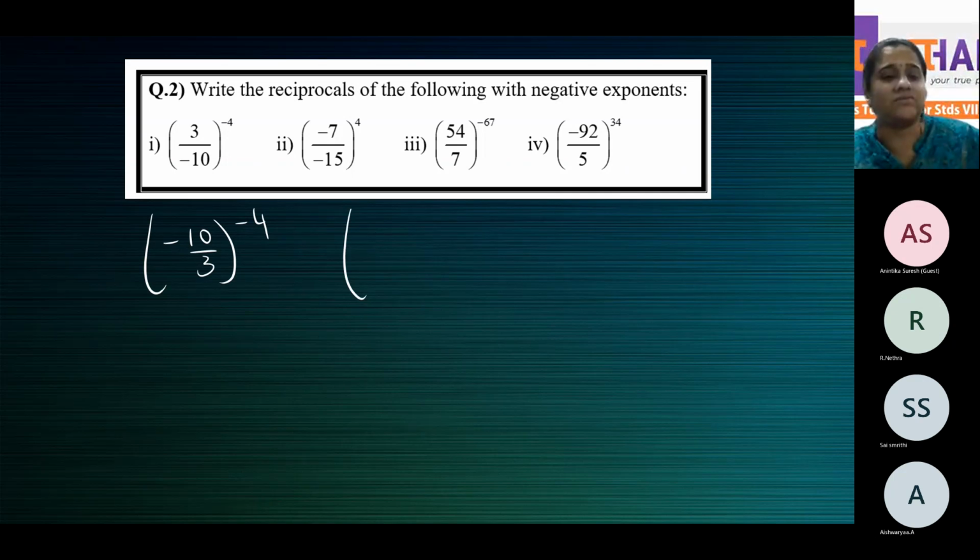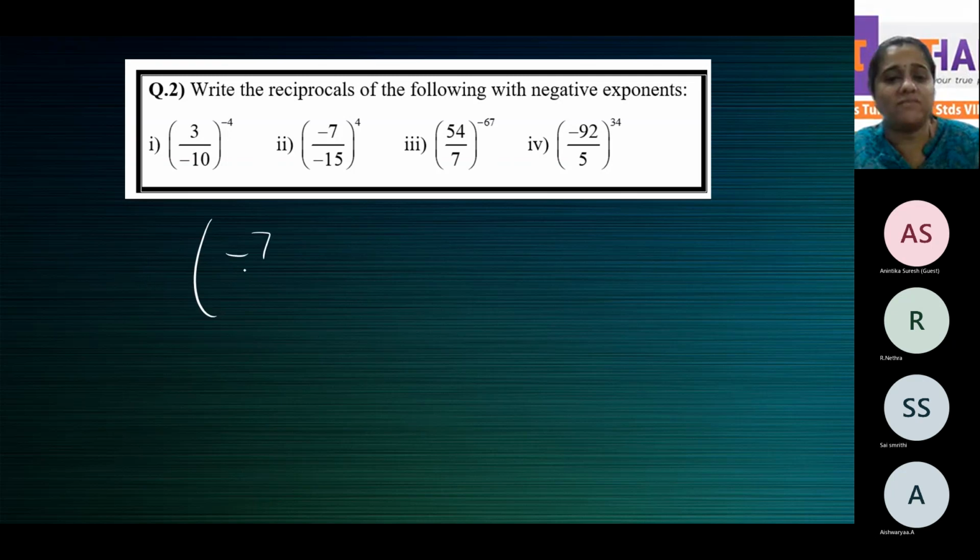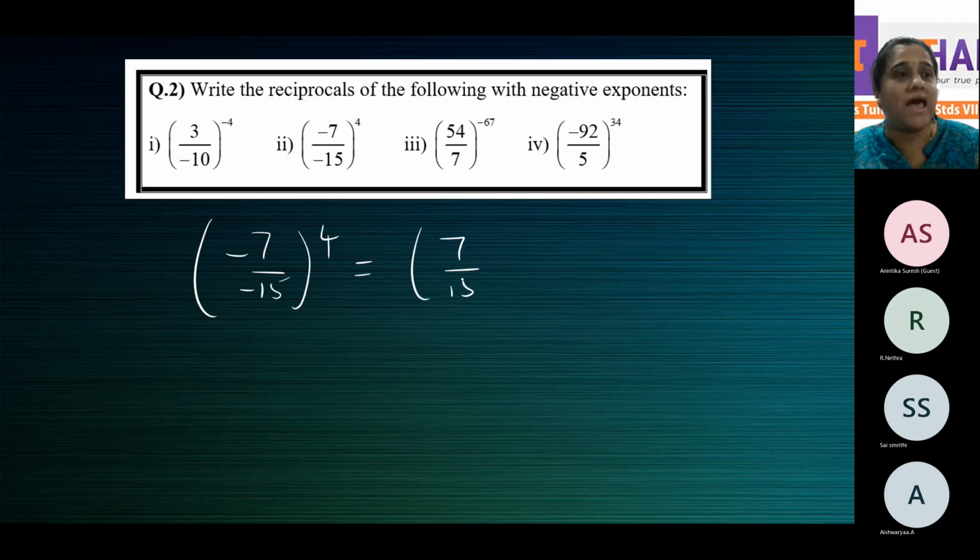You can cancel the minus signs. Minus and minus will get cancelled. You said 15 by 7, right? Okay. So you can write minus 7 by minus 15 to the power 4 and simply 7 by 15 to the power 4 because minus and minus will get cancelled. So it's simply 7 by 15 to the power 4.